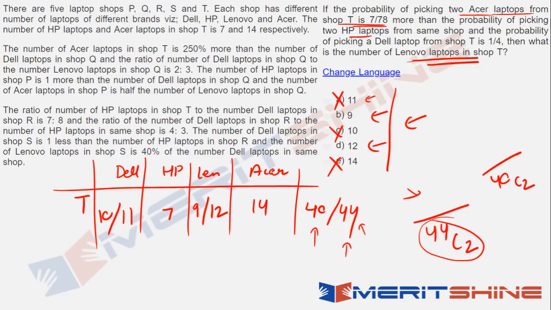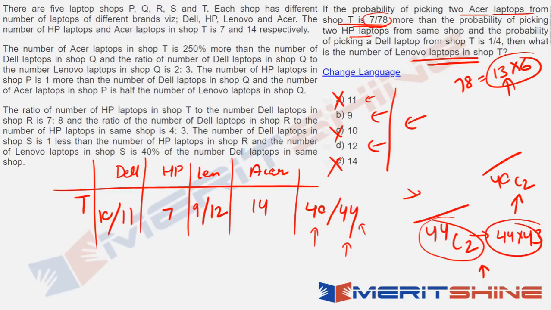Now just look at this part here, 7 upon 78. How can you get a 78 here in the denominator? Using this or this one? What is 78? 78 is equal to 13 into 6. Now these numbers are very good for doing such things. 13 is a prime number. If you do 44C2, 44C2 is what? 44 into 43. 44 into 43, there is no 13 in it. You cannot form a 13 in any way by using 44, 43. Whereas if you look at 40C2, this is 40 into 39. 39 is 3 into 13. So you clearly know there is a 13 here.